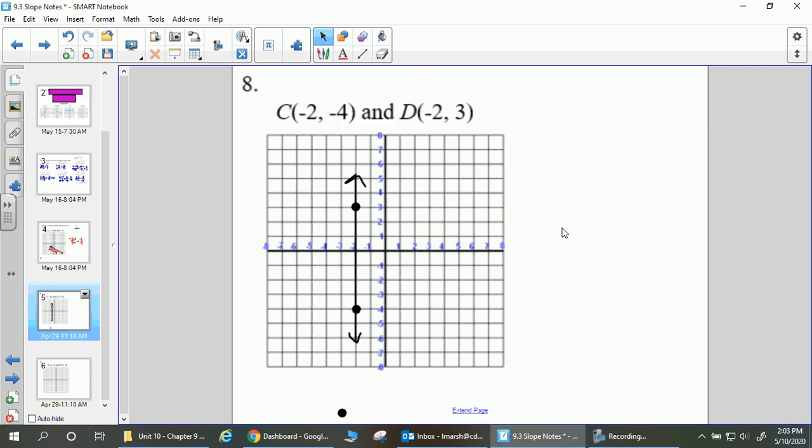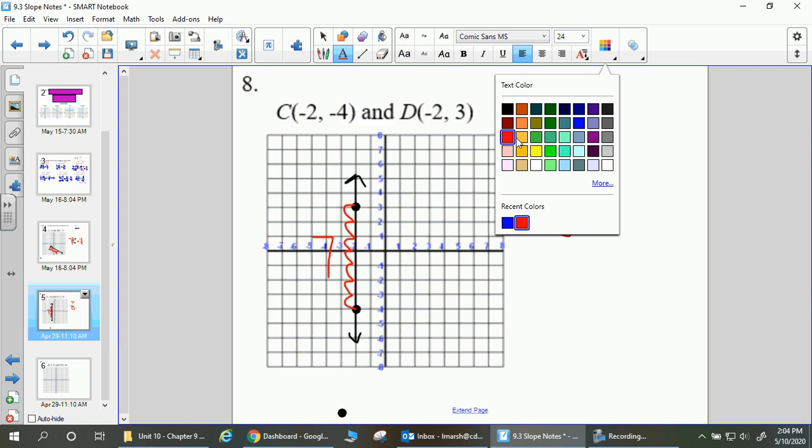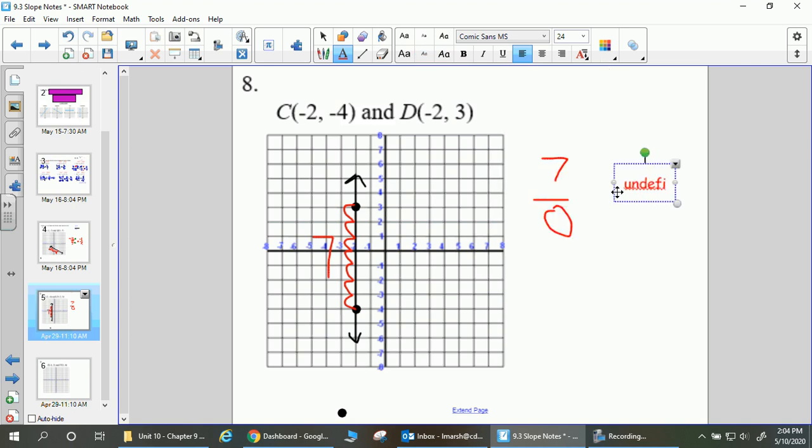So normally I said you want to use the point that's to the left. Well, these are at the same level. So I'm just going to start at one of them. So considering this was the ordered pair I graphed first, I'm going to start here. And I'm just going to count. So 1, 2, 3, 4, 5, 6. I went 7 spaces, right? Notice I don't have to go to the right. So it was 7 spaces up and 0 spaces to the right. Well, what happens when 0 is on the bottom?